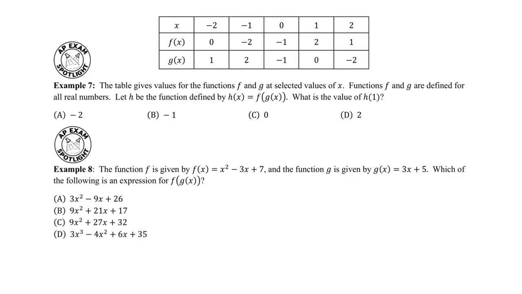All right, example 7. We have a table here. We got an f function, we got a g function, and the h function is the composite function of f of g of x, and they basically want us to substitute in a 1. So I'm going to go here. My input is 1. So my input is 1 right there. Go down to the g function.